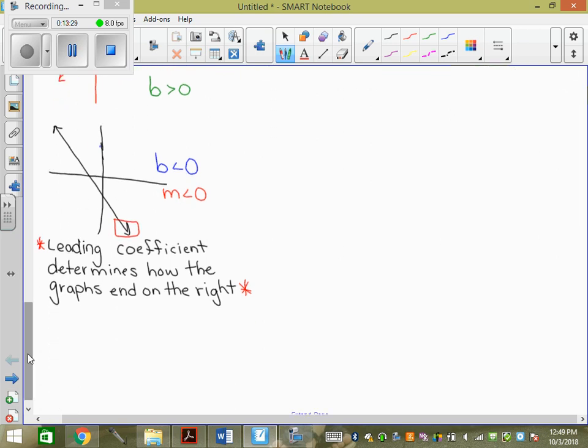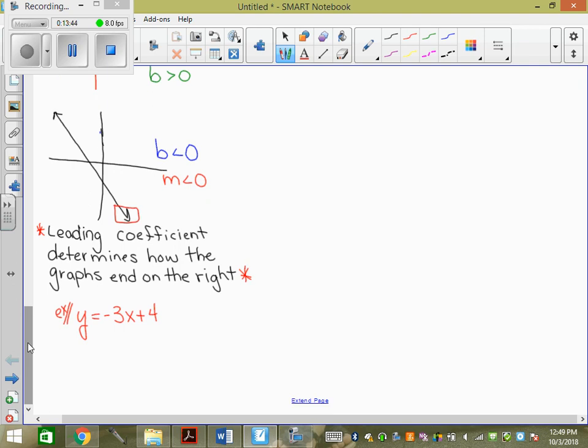Let's look at some examples before we even graph this. Say I give you y equals negative 3x plus 4. What can you tell me about this graph? My y-intercept, someone said? I heard them. What's my y-intercept? 4. So 0 and 4, right? Because in order for it to be a y-intercept, my x has to be 0. Where did you get that from? The constant. The constant is my y-intercept.